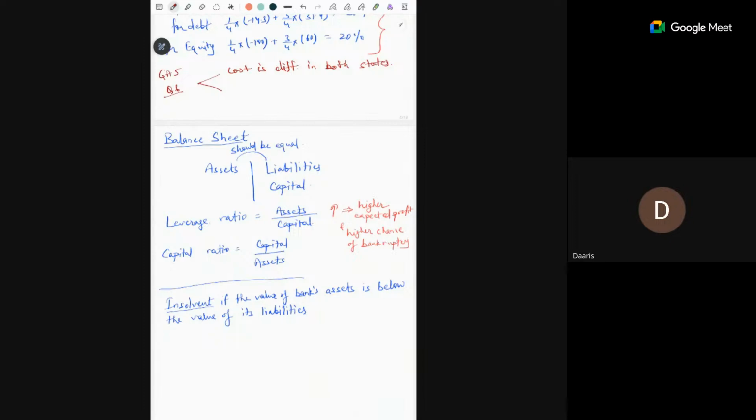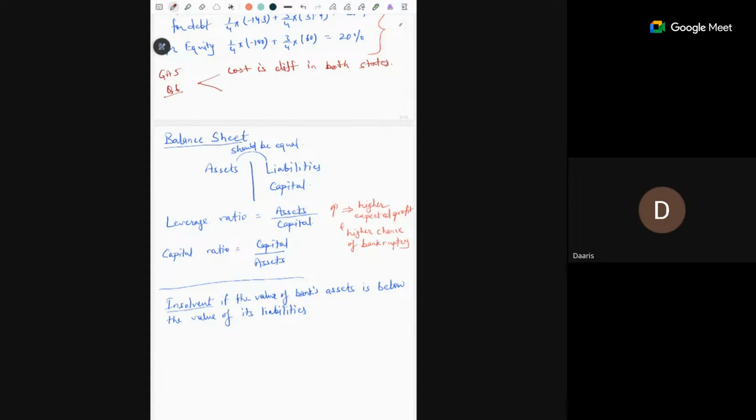Two key parameters we discussed: one is the leverage ratio and the other is the capital ratio. These are opposite of each other. Leverage ratio is the ratio of assets to capital. If the leverage ratio is higher, it leads to a higher expected payoff, but at the same time it leads to higher chances of bankruptcy.